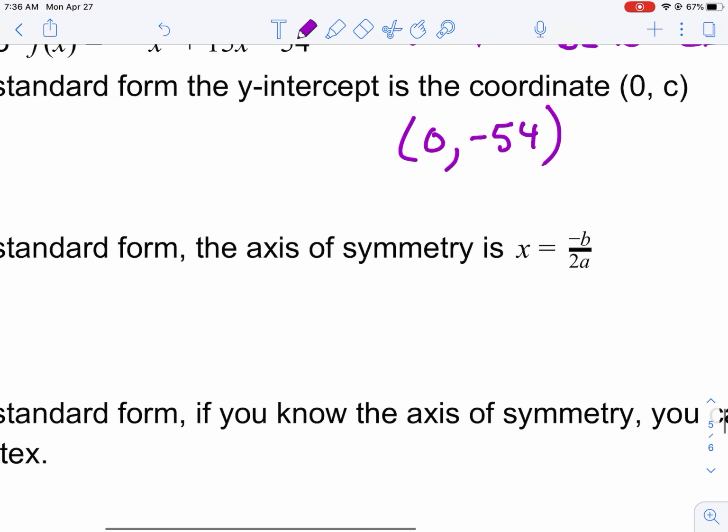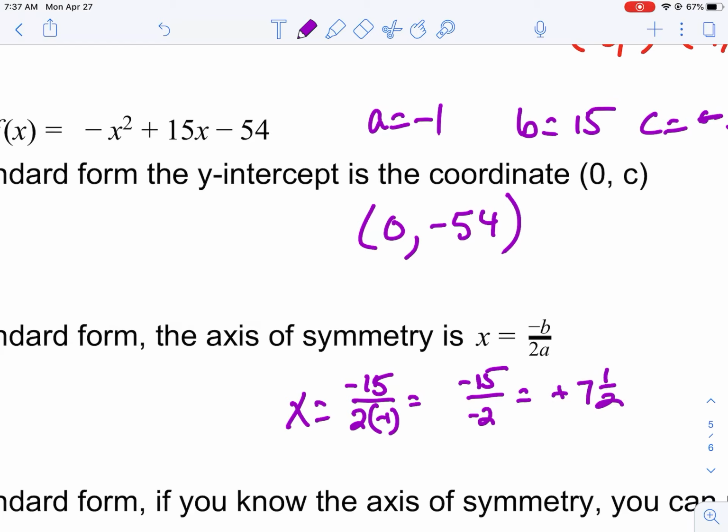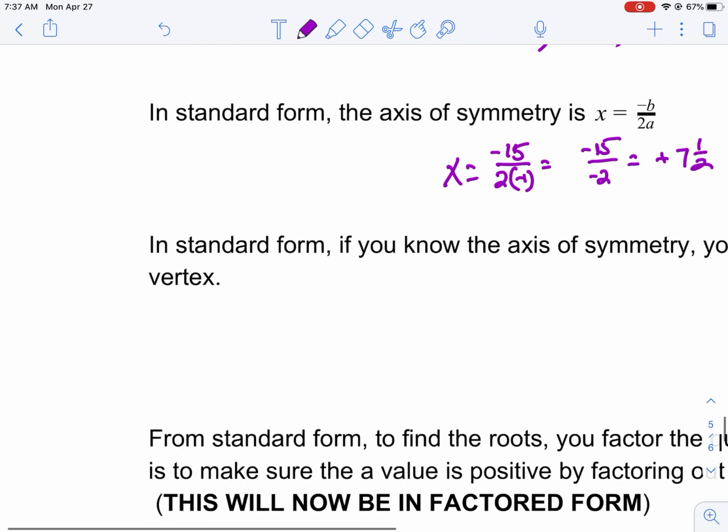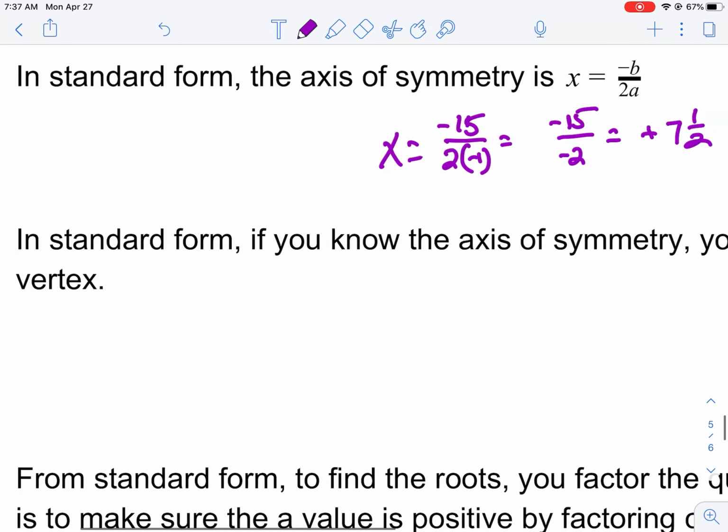Perfect. Axis of symmetry: x equals the opposite of b. So b is 15, so the opposite of b is negative 15, over 2 times a, and a is negative 1. That becomes negative 15 over 2 times negative 1, which is negative 2, giving positive 7.5. Pretty good. Now, I'm going to speed up for time here. I don't want to keep you on the video too long.